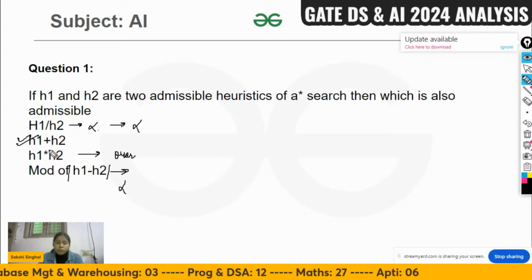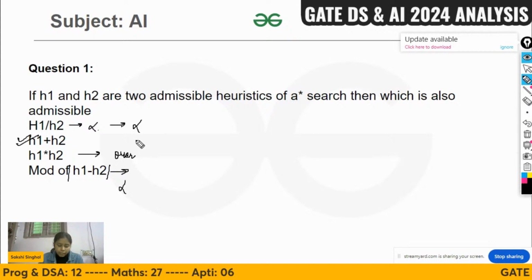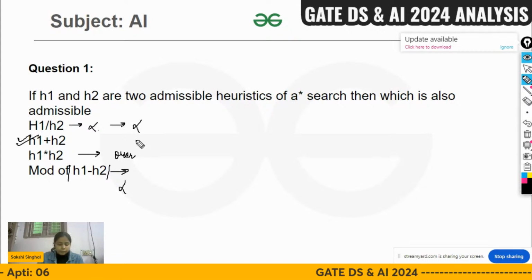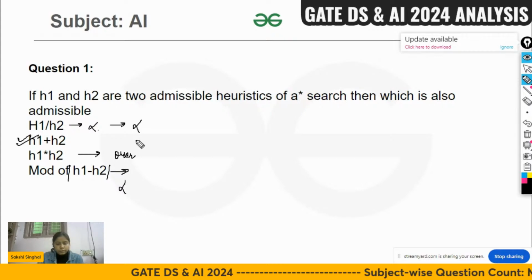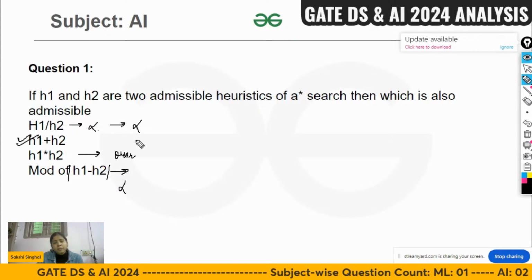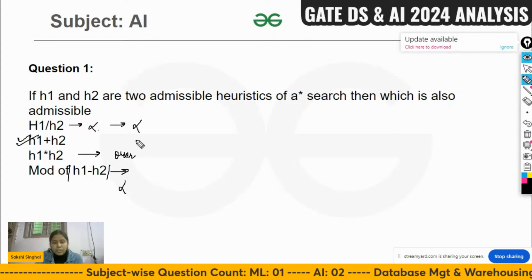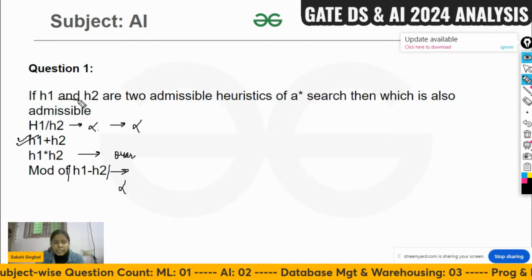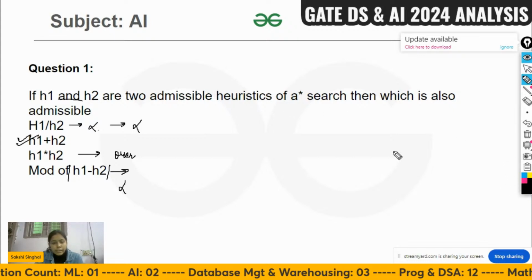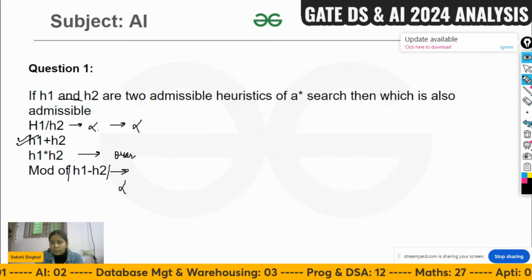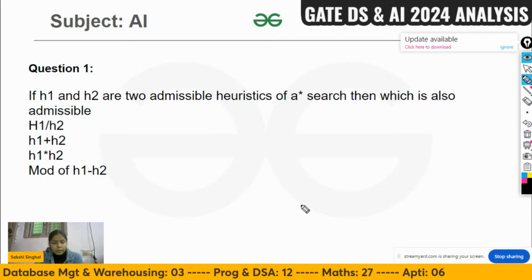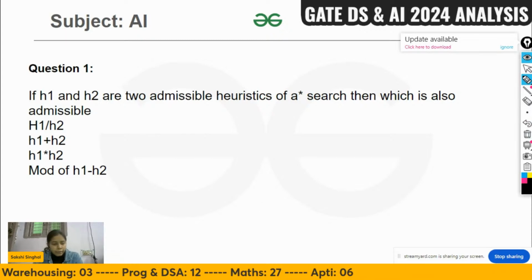Because if both underestimate, then the sum would preserve admissibility. If both are getting the right cost, if both are admissible, then their sum is also admissible. And in this case, they are saying that both are admissible, so their sum is also admissible. So this is a question from AI.